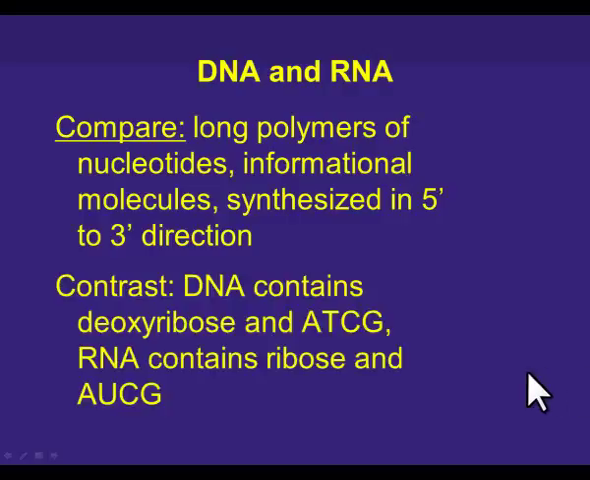In terms of their differences, DNA contains deoxyribose and the 4 nitrogenous bases shown here, whereas RNA contains ribose and uracil in place of thymine. If you got those correct, good job. If not, you may want to go back and review the previous slides.